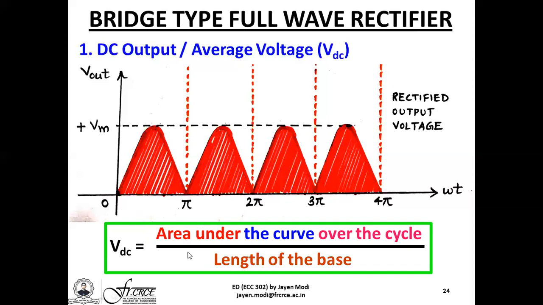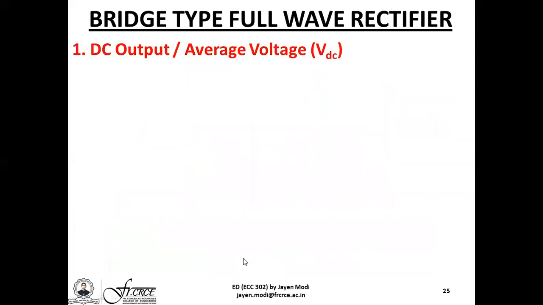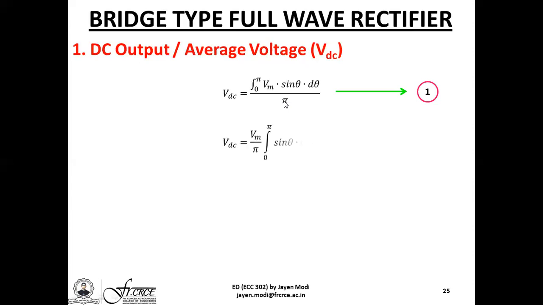So this English language statement can easily be translated into mathematics with the equation VDC is equal to integral 0 to pi Vm into sine theta d theta, the whole term divided by pi. Keep in mind, pi is nothing but the length of the base. Area under the curve is given by the integration. The definite limits are 0 to pi, and the curve is given by Vm sine theta. Solving this, we can take out Vm and pi outside because they are both constant values. So equation number 2 gives us Vm upon pi integration 0 to pi sine theta d theta.